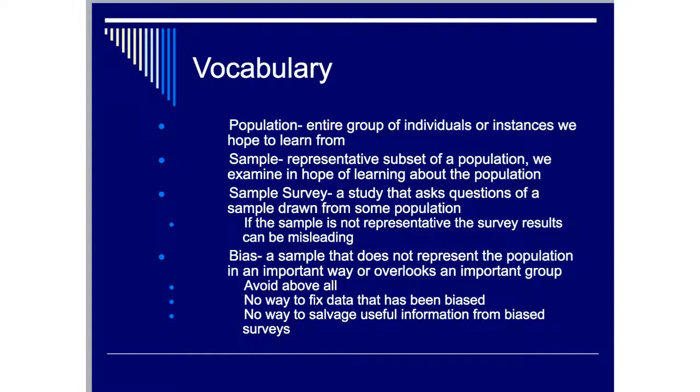The population is everybody at Elsinore High School, everybody in Lake Elsinore, everybody in the United States. It's a huge cloud of people that you couldn't possibly get everybody's opinion about, right? So we take a sample, a small piece, a small group from that population. A sample is defined as a representative subset of a population. Okay? We examine it in hope of learning something about the population.